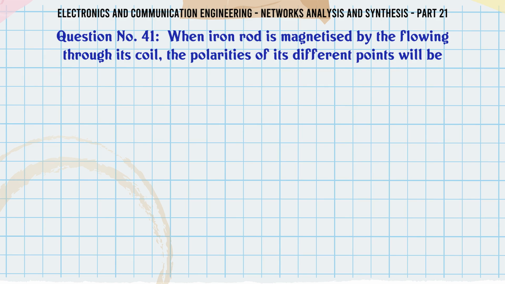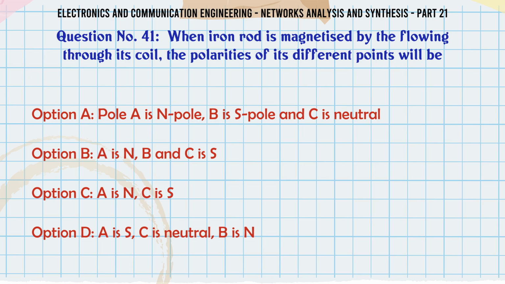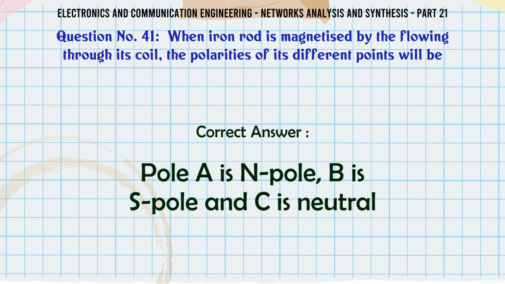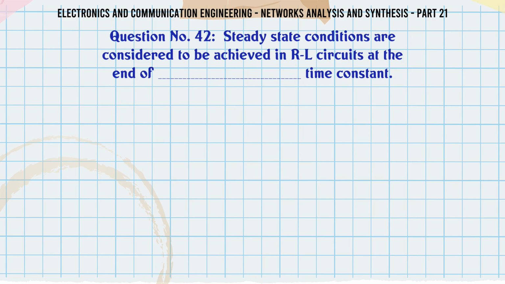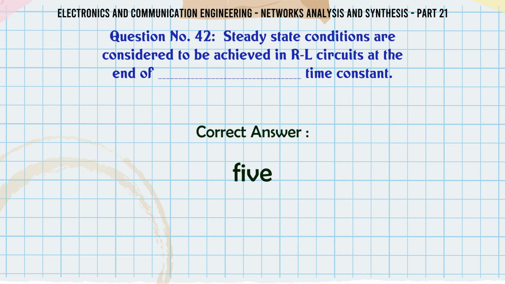When an iron rod is magnetized by current flowing through its coil, the polarities of its different points will be: A. Pole A is N pole, B is S pole, and C is neutral. B. A is N, B and C is S. C. A is N, C is S. D. A is S, C is neutral, B is N. The correct answer is pole A is N pole, B is S pole, and C is neutral. Steady state conditions are considered to be achieved in RL circuits at the end of time constant: A. 1, B. 2, C. 4, D. 5. The correct answer is 5.